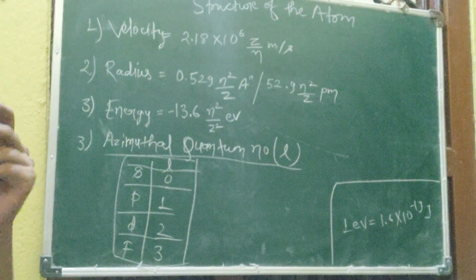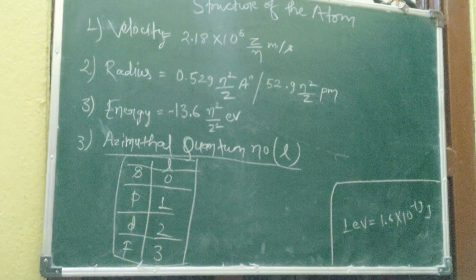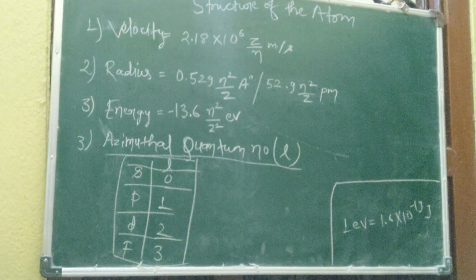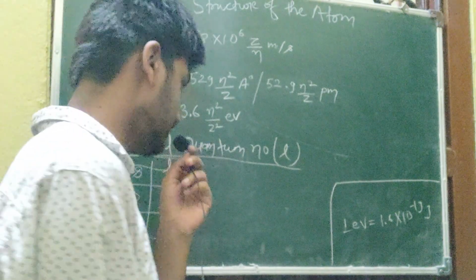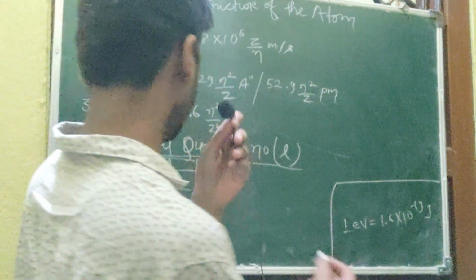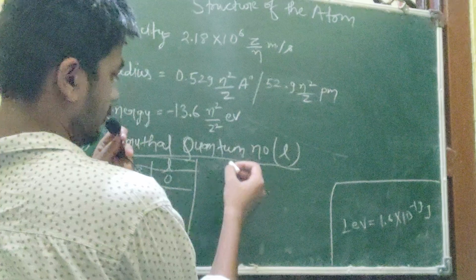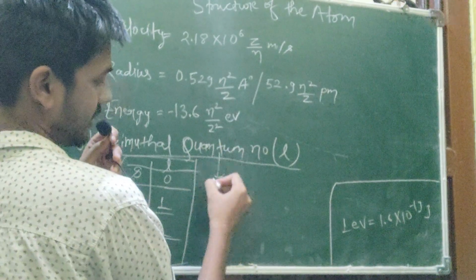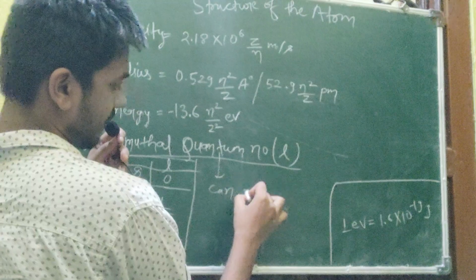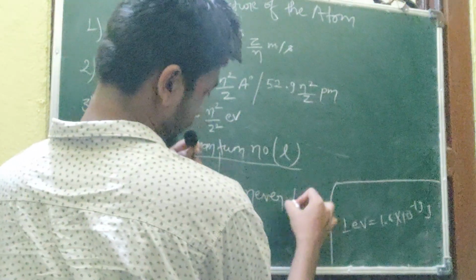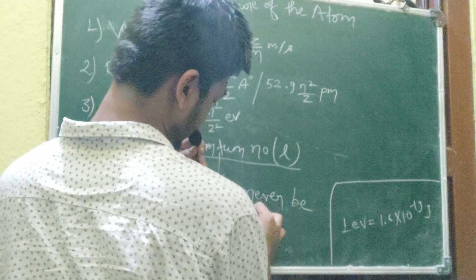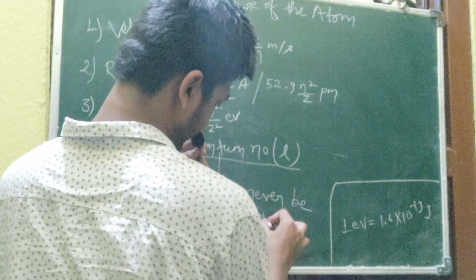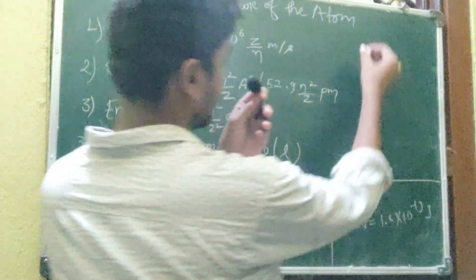Okay, the next formula is orbital angular momentum. You have to learn that the azimuthal quantum number is 0, 1, 2, 3 and can never be negative.